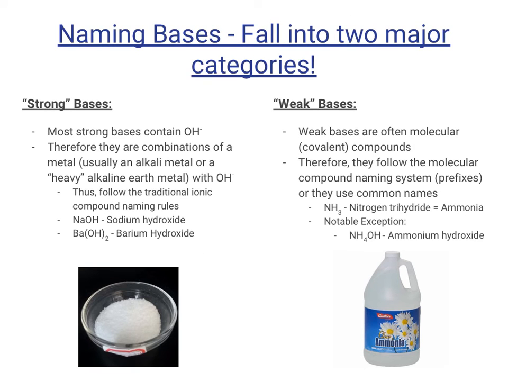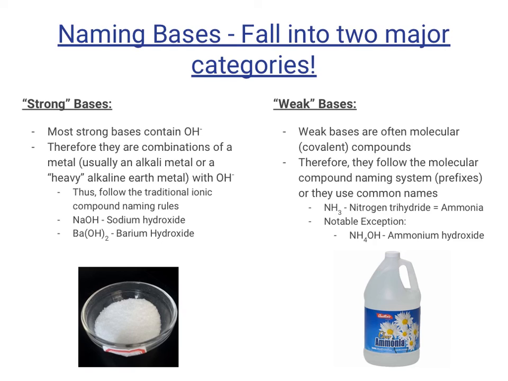Okay, the last one is bases. We have strong bases, which generally contain hydroxide, and therefore they can generally bond with alkali or alkaline metals. And those are pretty simple. Just name them the same way you would name an ionic compound. Barium hydroxide, sodium hydroxide, calcium hydroxide, potassium hydroxide, lithium hydroxide. That's all normal. Weak bases often have covalent compounds, and therefore we would use our covalent naming system.